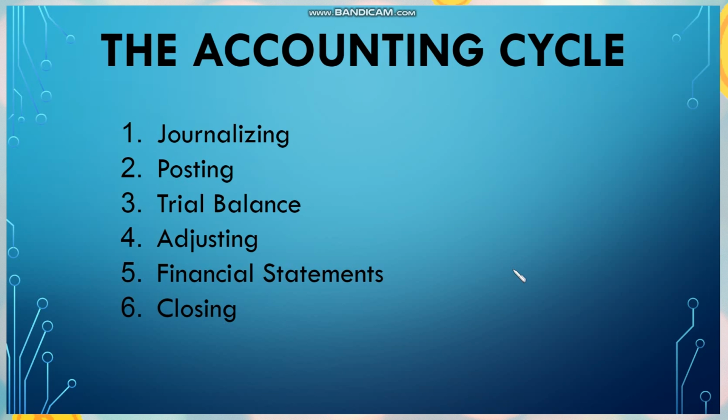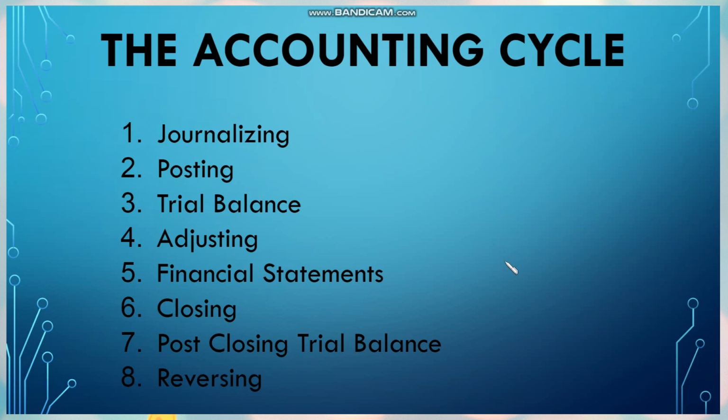Sixth step is closing. We close or transfer the income and expense accounts to income and expense summary account, and then the latter account will be transferred to the owner's equity account. Post-closing trial balance, we make a trial balance of all assets, liabilities, and owner's equity to prepare for the next accounting period. And then the 8th is reversing. So we reverse some adjusting entries, which is also part of our preparation for the new accounting period.